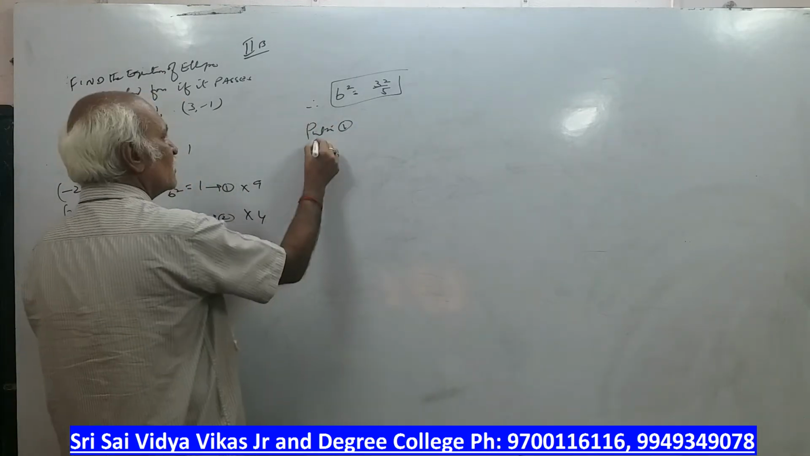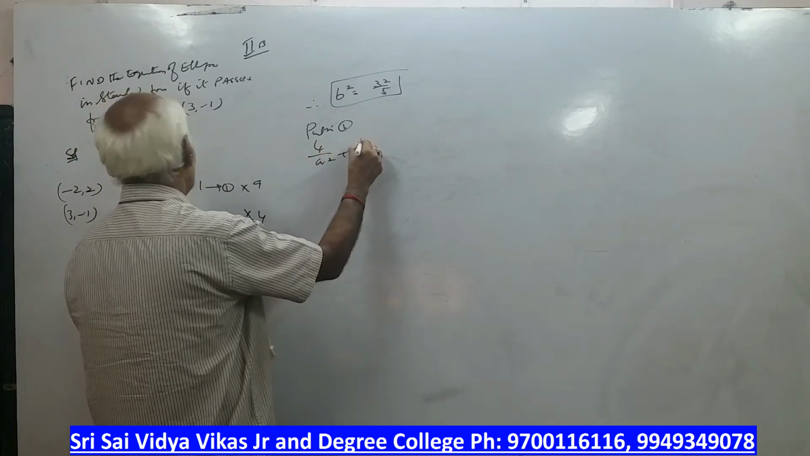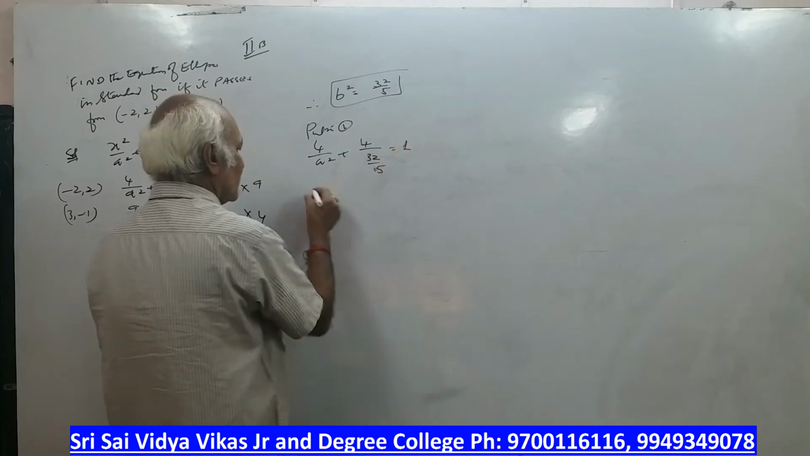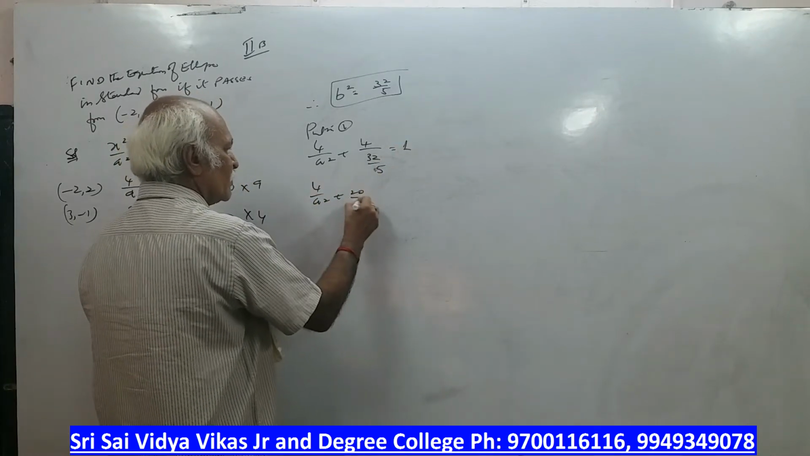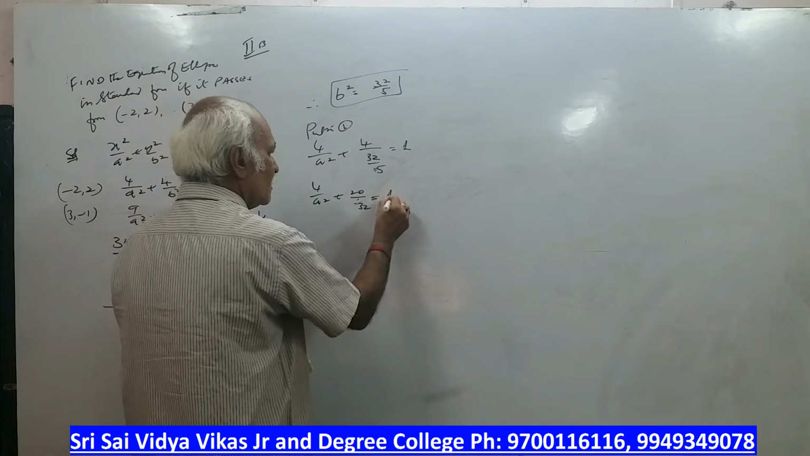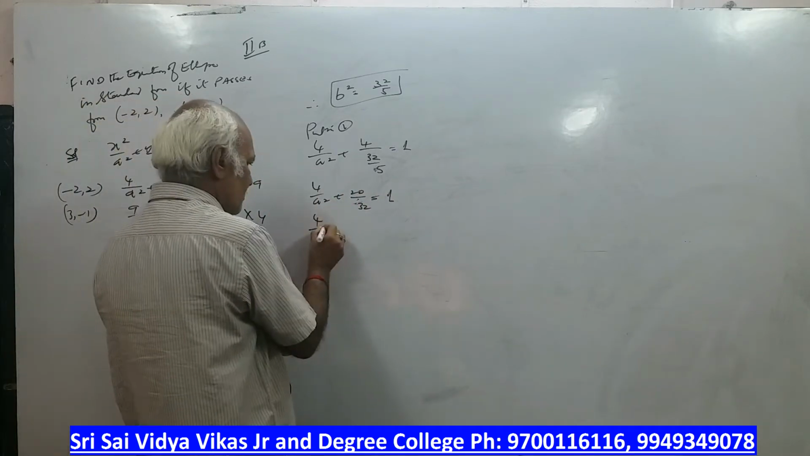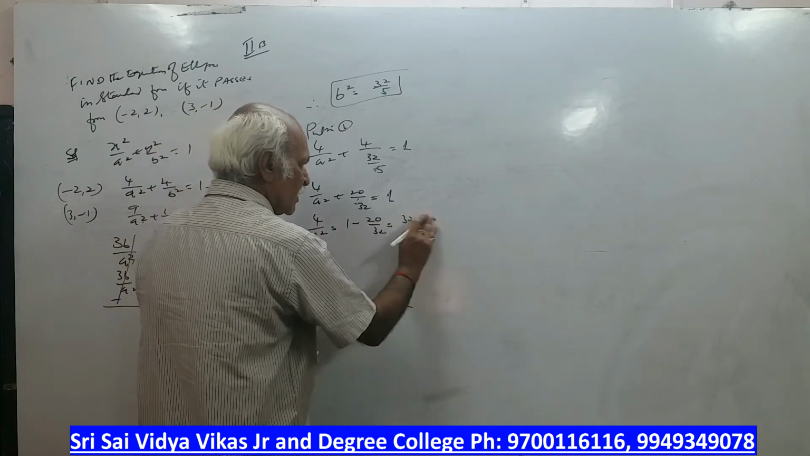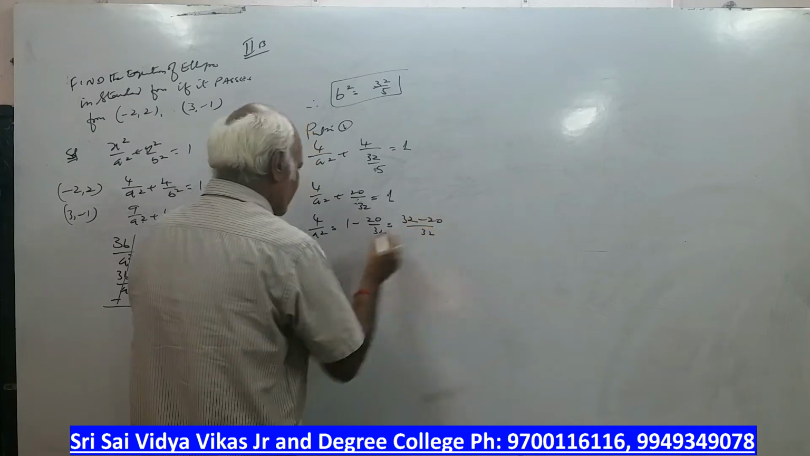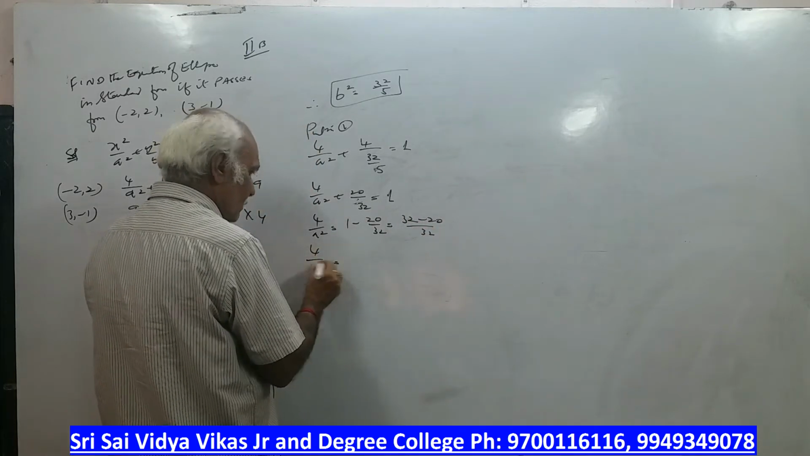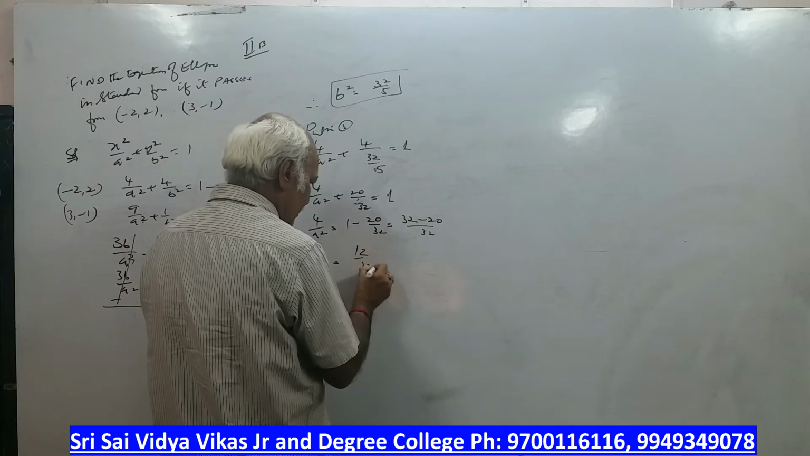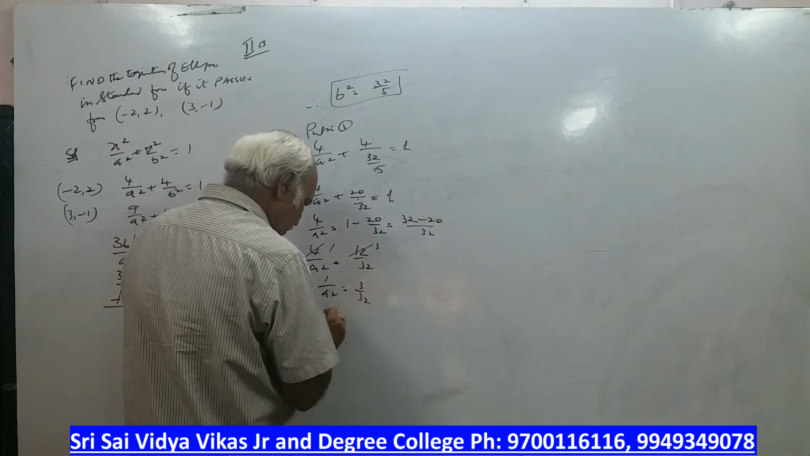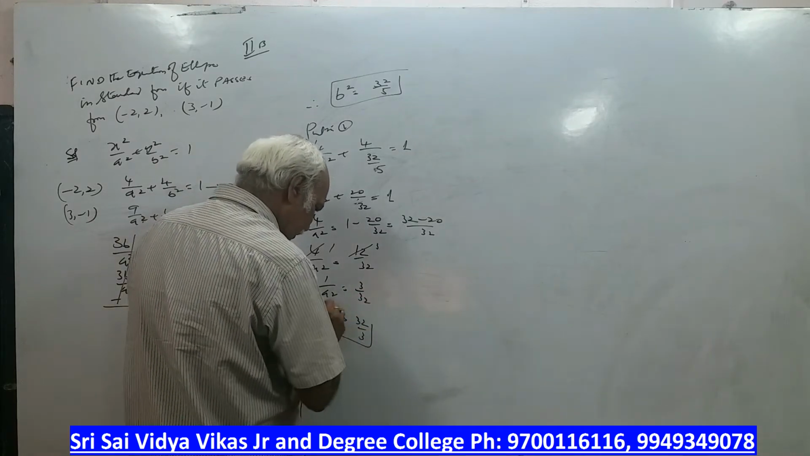What is the first equation? 4 by a square plus 4 by b square, with b square being 32 by 5, is equal to 1. So 4 by a square plus 20 by 32. So 4 by a square is equal to 1 minus 20 by 32, which is 32 minus 20 by 32, is equal to 12 by 32. 4 will get cancelled one time. So 1 by a square is equal to 3 by 32. Therefore, a square is equal to 32 by 3.